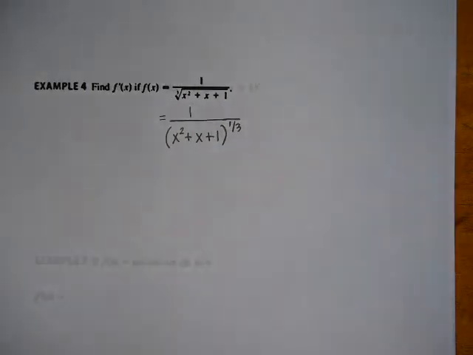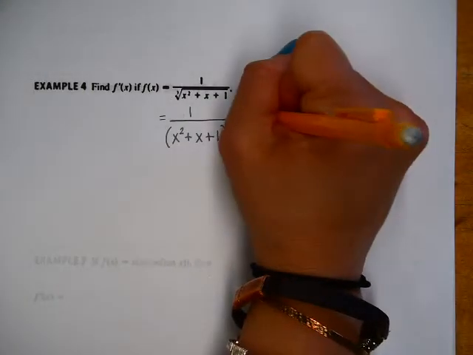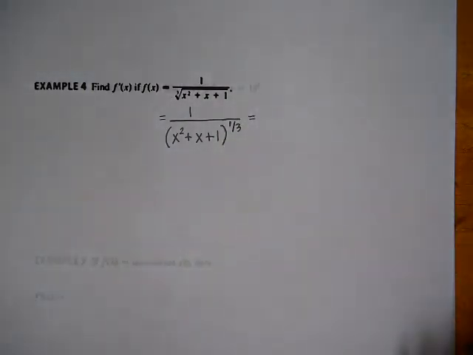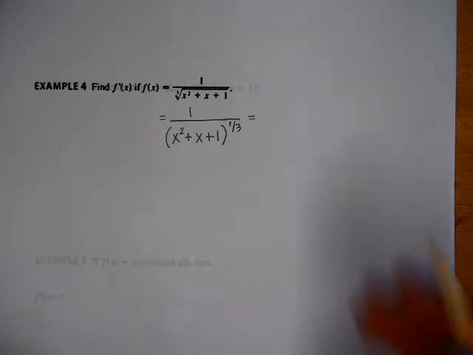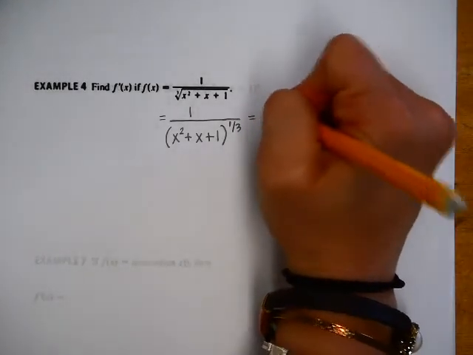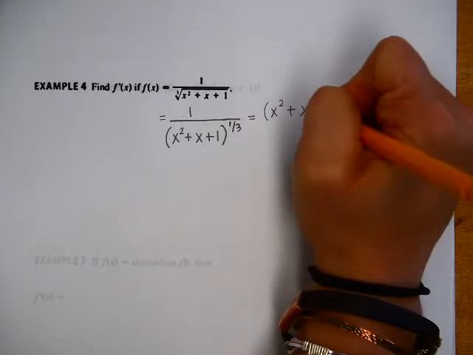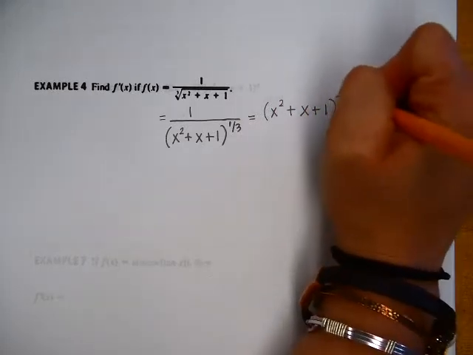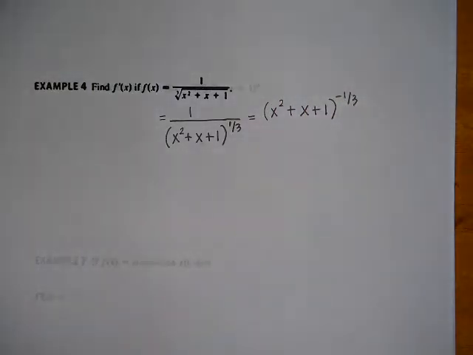Okay, now if we move that to the top so that we can just do the chain rule and not have to do the quotient and the chain, and then there's also the power rule in there as well, then we can move that to the top and make this x squared plus x plus 1 to the negative 1/3. To the negative 1/3. Alright, so now that we've rewritten that, we can take the derivative just like we've been doing.